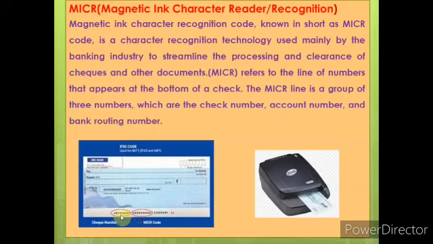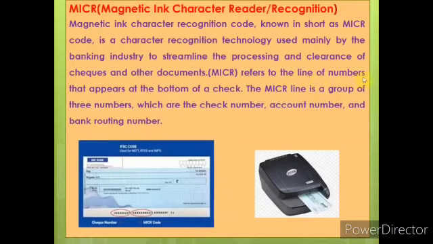So this is special information written with a special ink known as magnetic ink, which contains iron oxide, and it can be read by the device known as a magnetic ink character reader. So it is used in banks generally for the processing of checks. Magnetic ink character recognition, or MICR code, is a character recognition technology used mainly by the banking industry to streamline the processing and clearance of checks and other documents.